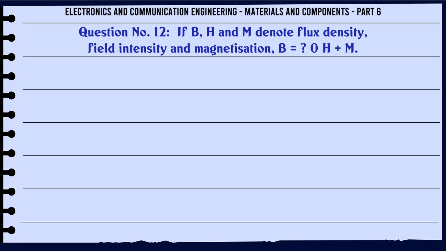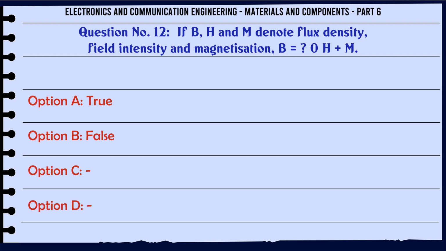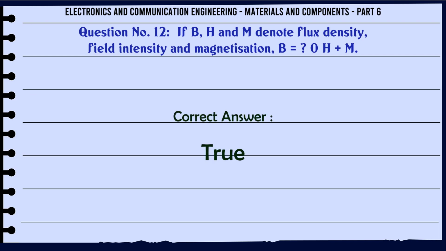If B, H and M denote flux density, field intensity and magnetization, B = μ0(H + M). A. True. B. False. The correct answer is true.